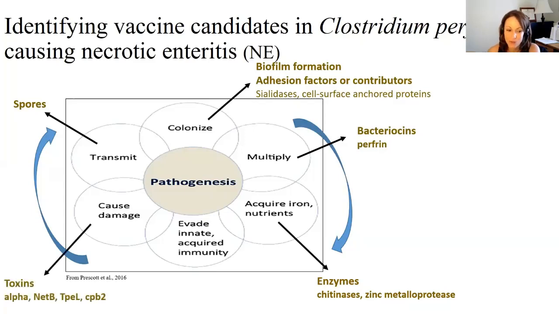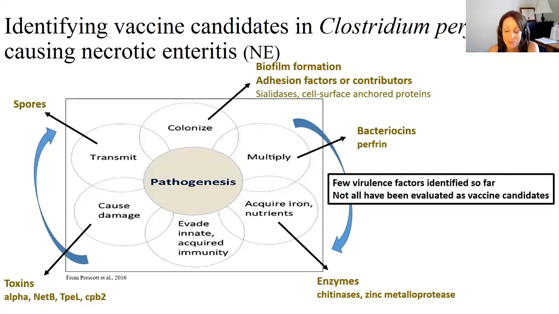And of course, toxins that are the hallmark of C. perfringens virulence have been studied in more detail. More specifically, attention was dedicated to the alpha, NetB, TpeL, and CPB2 toxins. Very few virulence factors, in my opinion, have been identified so far in C. perfringens, and even fewer of these virulence factors have been investigated for the role as putative antigens.